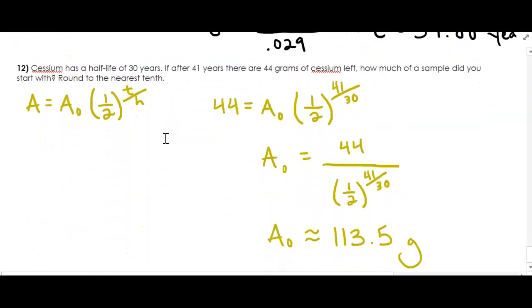Lastly, number 12, this is nice because what we notice is that, yes, we are using an exponential equation. However, we're actually solving for our initial value, which is a coefficient out front of our base and exponent. We don't have to do anything too fancy. We don't have to solve using logs because we're not solving for a variable in our exponent in number 12. And so you can see my work for this question. I got 113.5 grams.